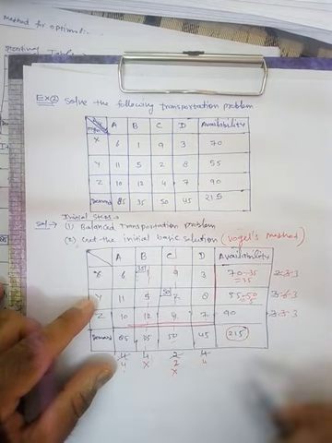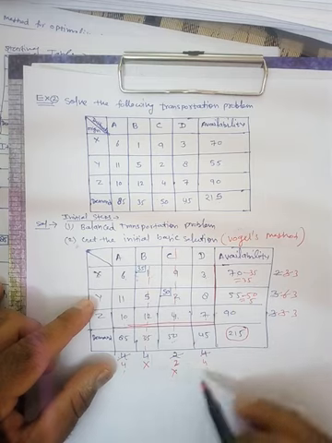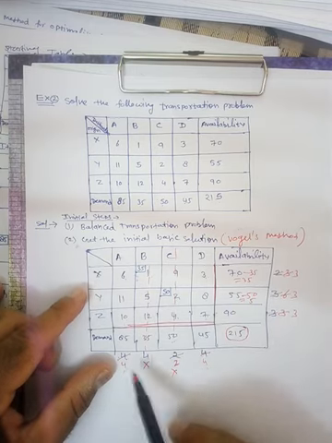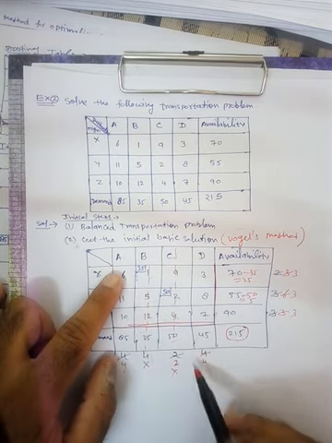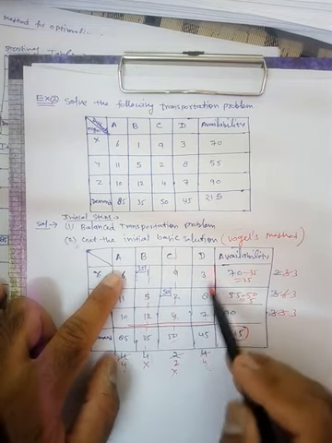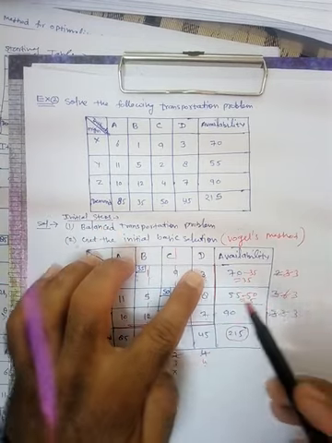So among all these differences, 4 is the maximum difference. Now if you adopt the first one, here the minimum cost is 6. If you take the last one, then the minimum cost is 3. So let us take the last option.